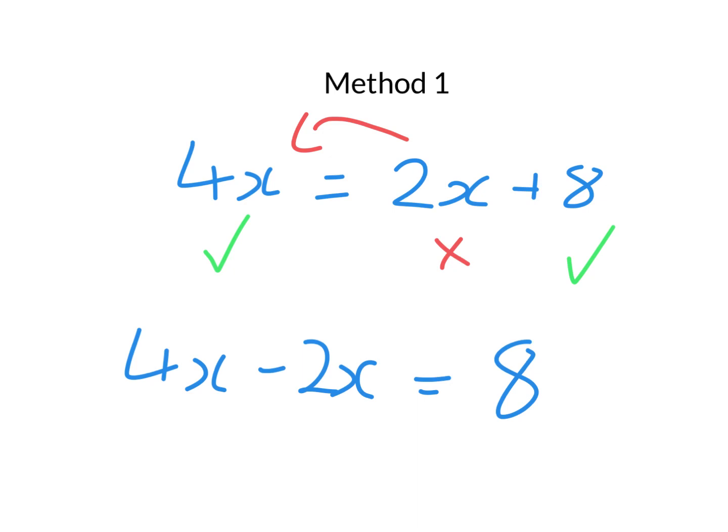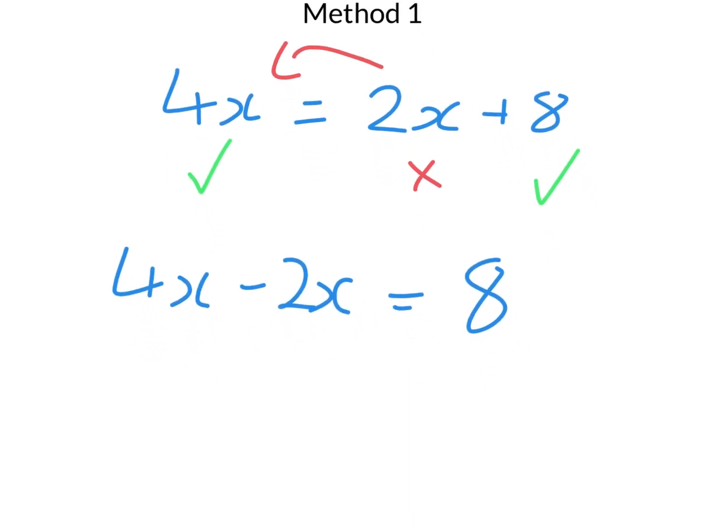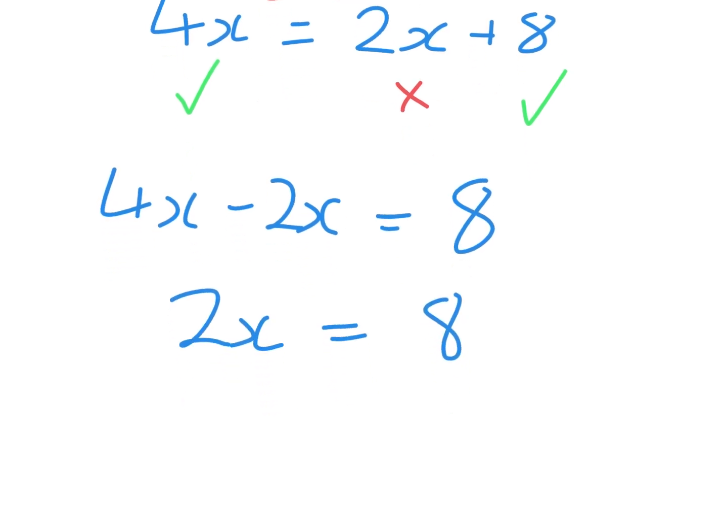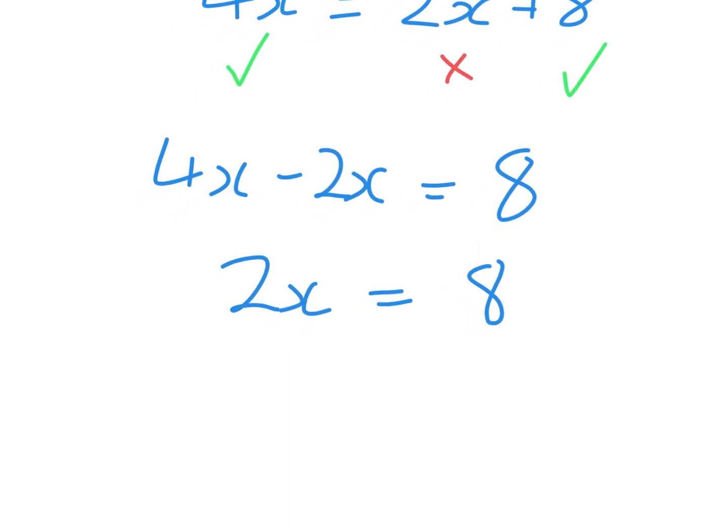And now, like before, we're just going to try and simplify what we have on each side. So 4x's take away 2x's leaves you with 2x. The right hand side we have 8. So now we have 2x is equal to 8. What we want to do is just find what x is. So to do that, we simply want to cancel out that 2. So we're dividing this side by 2. What we do to one side, we have to do to the other. So this side over here also gets divided by 2.